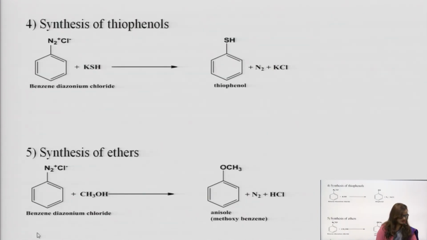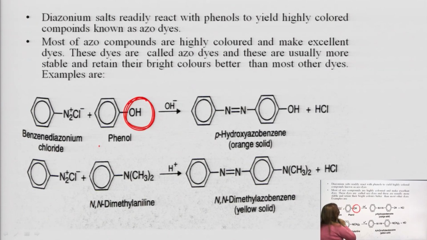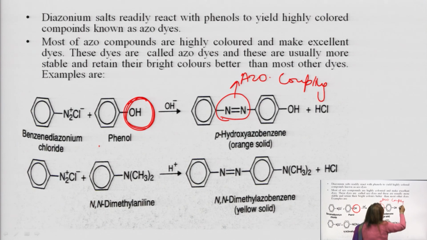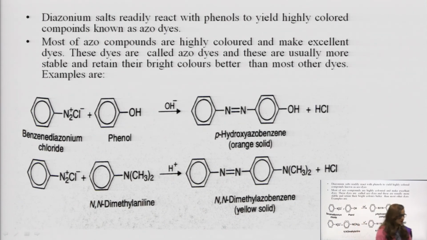So, these are all the reactions. The very important synthetic reaction of diazo compounds is the formation of azo dyes. Azo dyes are those which retain their color for a very long time. So azo dyes can be prepared from benzene diazonium chloride by its reaction with any aromatic compound containing an electron donor group. And what is formed? N double bond N. This is called azo, and the reaction is called a coupling reaction. So with the formation of these azo dyes, it can also be used for the formation of azo compounds.